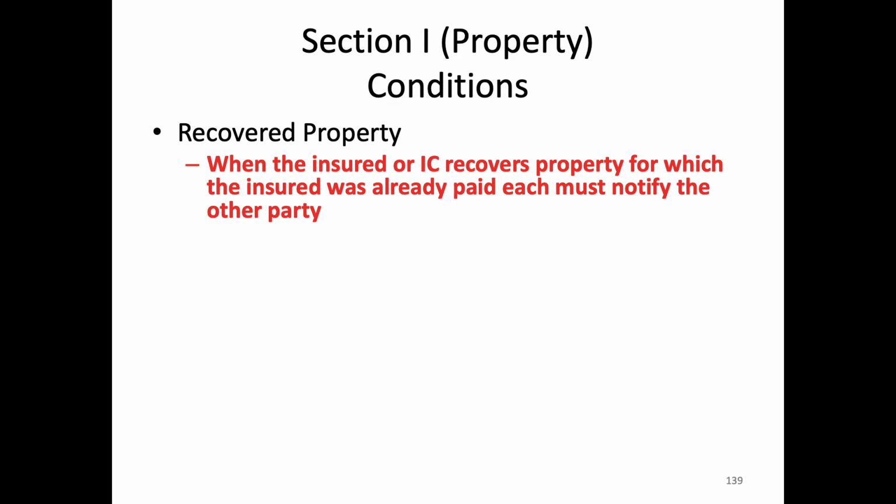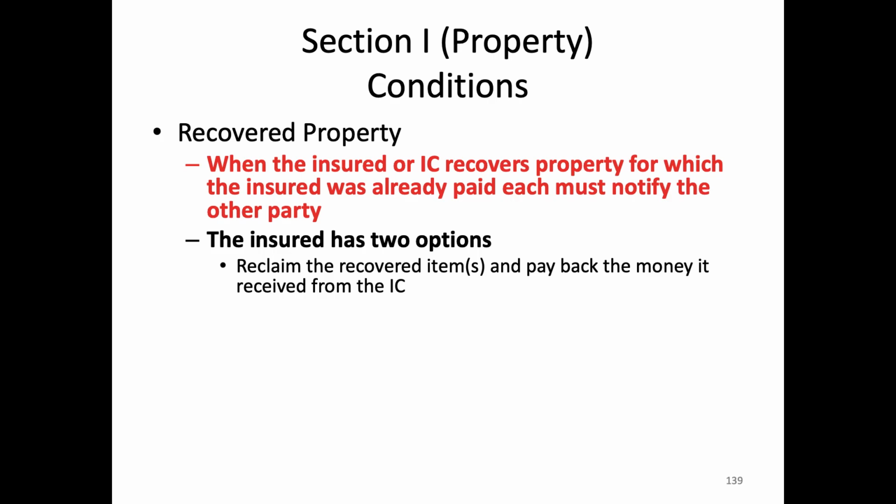Recovered property. So let's say something was stolen, and then a month later the police contact you and they found your property. Let's say it was a big screen TV. So in my little example here, your items were stolen and then they were recovered. However, you've already collected from the insurance. So now what do I do? The insured has two options. One, they could reclaim the covered item and pay back the money it received from the insurance company. In other words, give me back my TV, and then I'll send the insurance company back the check that it paid me after it was stolen. Or I could return the covered item to the insurance company.